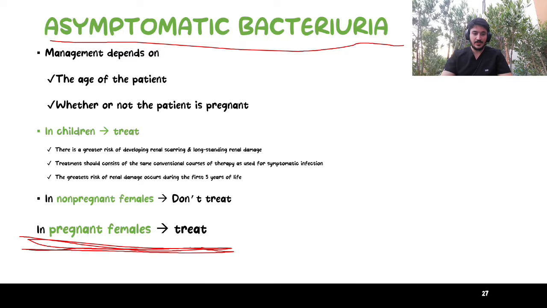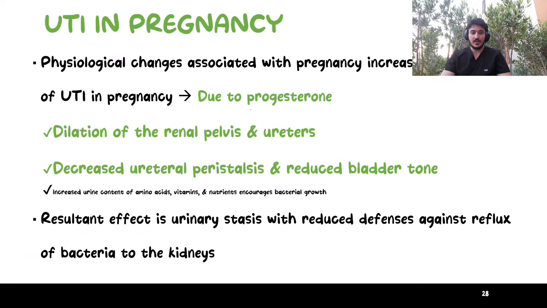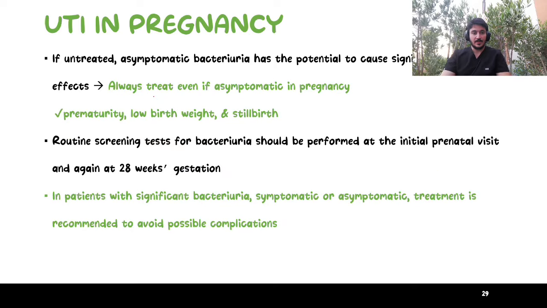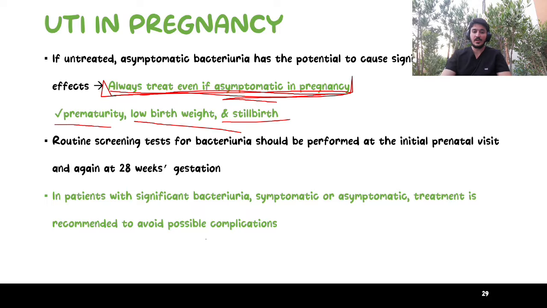Whenever we have a pregnant lady who has asymptomatic bacteriuria, it's very, very important to treat. Why? Because it can lead to prematurity, low birth weight, stillbirth, and many other complications to the fetus. This is why we do routine screening for females, because it's asymptomatic. The only way to find out is through screening or incidentally.